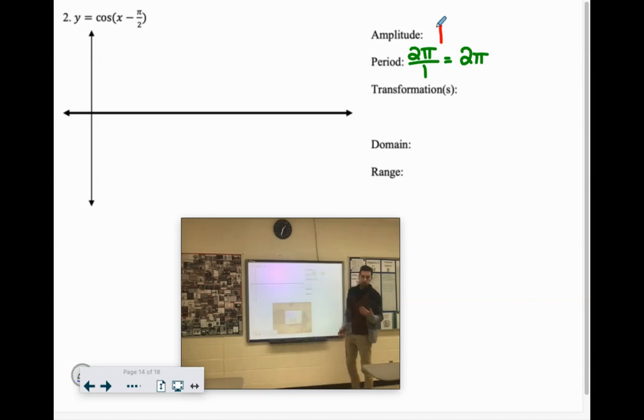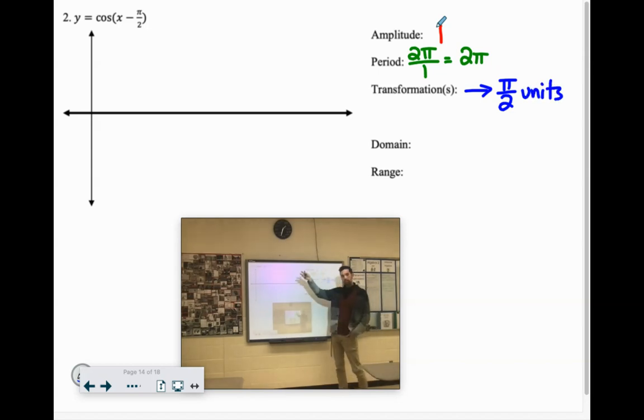Transformations, I see the minus pi over 2 in the parentheses. That would shift it to the right pi over 2 units. There is no reflection because it's not negative cosine or anything.